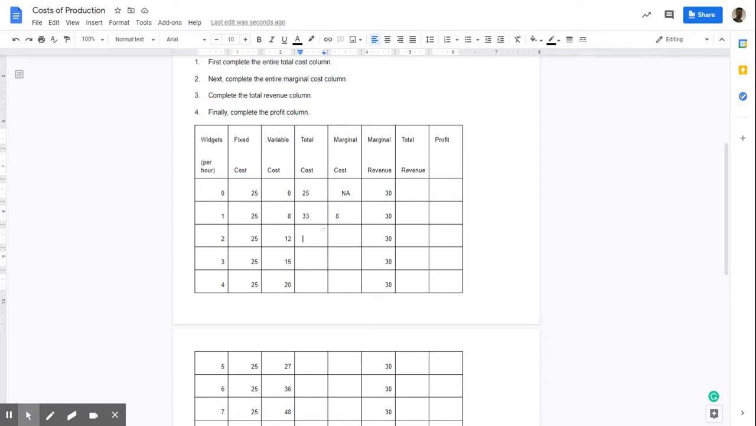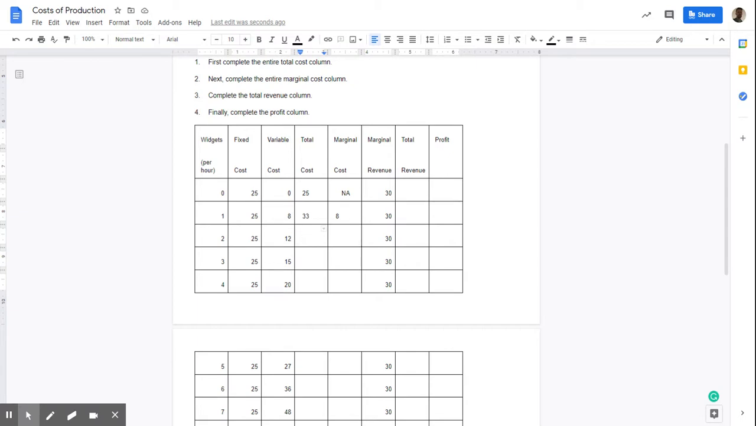And then finally, the profit column. If you remember here, this was 0, and that's the total revenue, and the total cost is 25. So 0 minus 25 is negative 25. So they have a negative profit, or basically no profit. And then this next step, they're going to have the total revenue, which was 30, minus the total cost, which is 33. So even when producing one, because they're not making enough to cover their fixed costs, which is their rent or mortgage or whatever, they're still going to have a negative 3 profit.